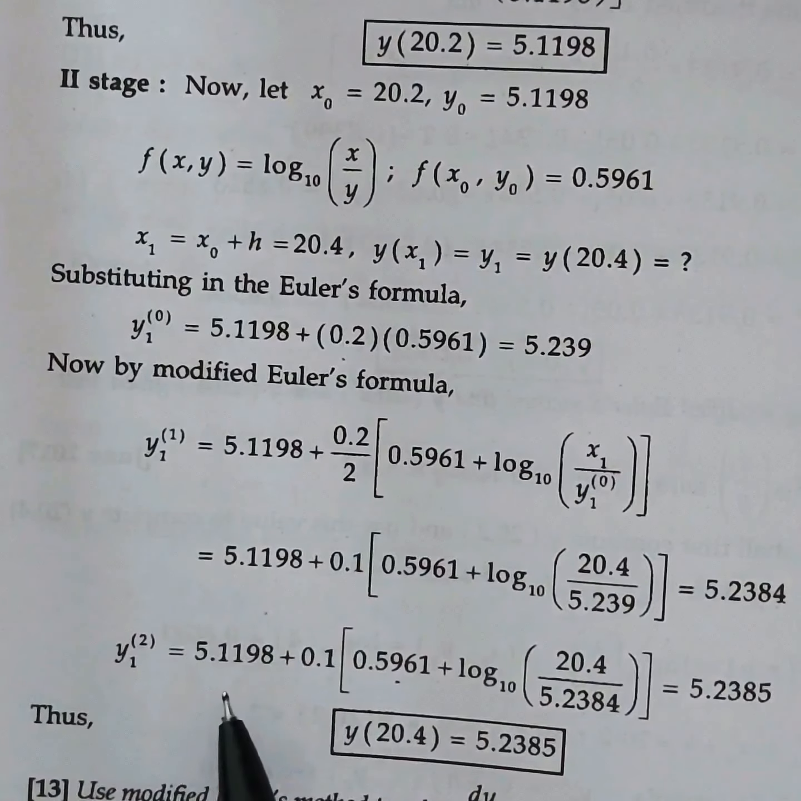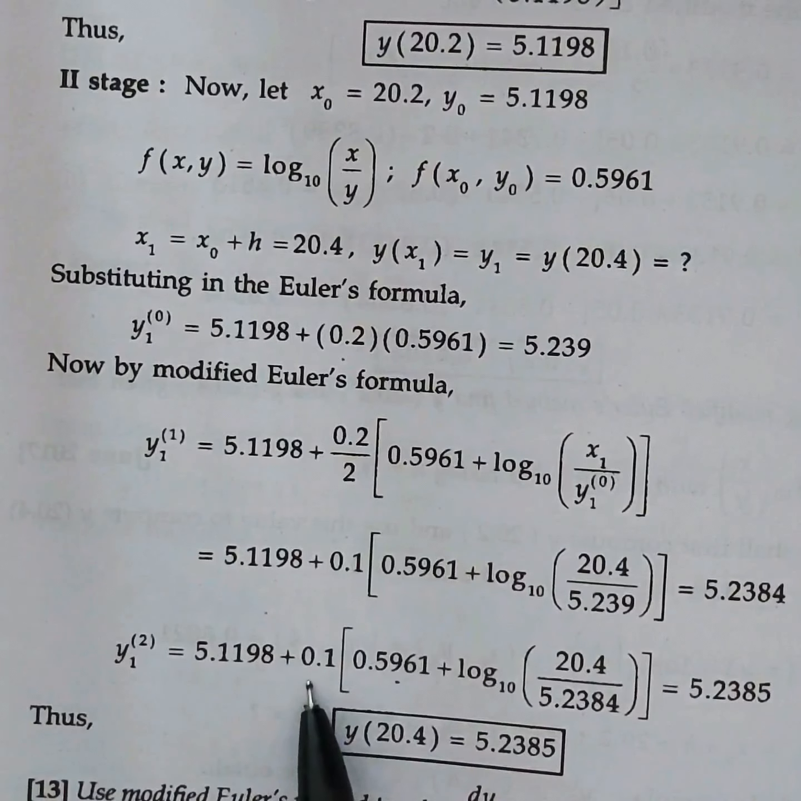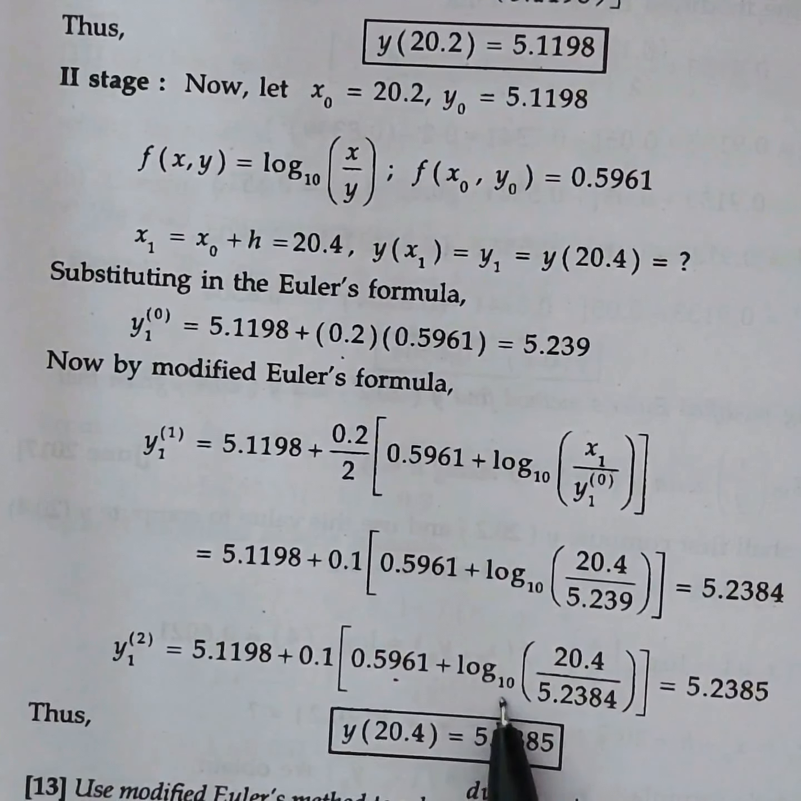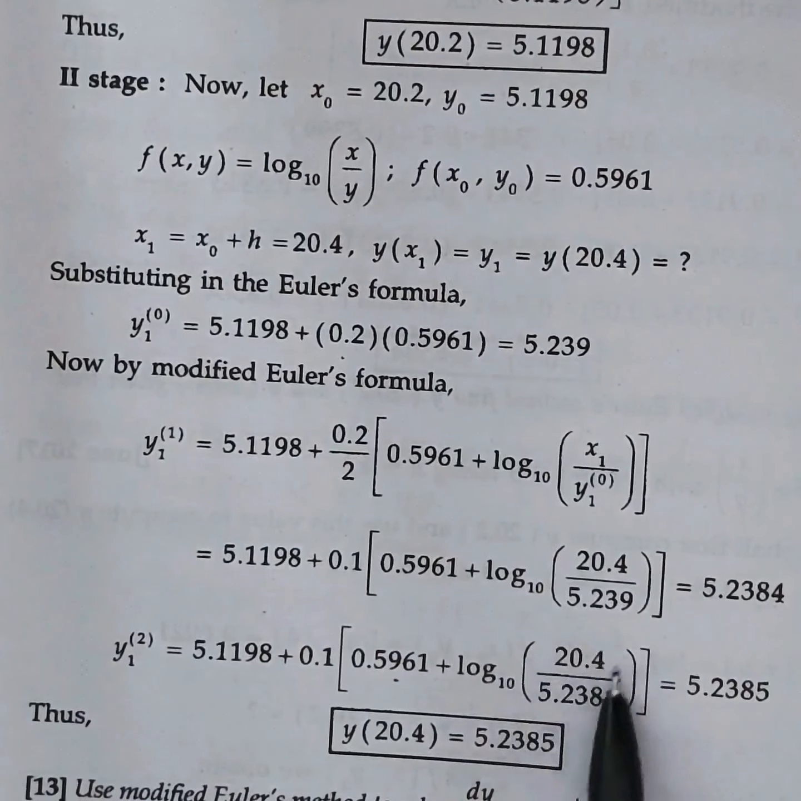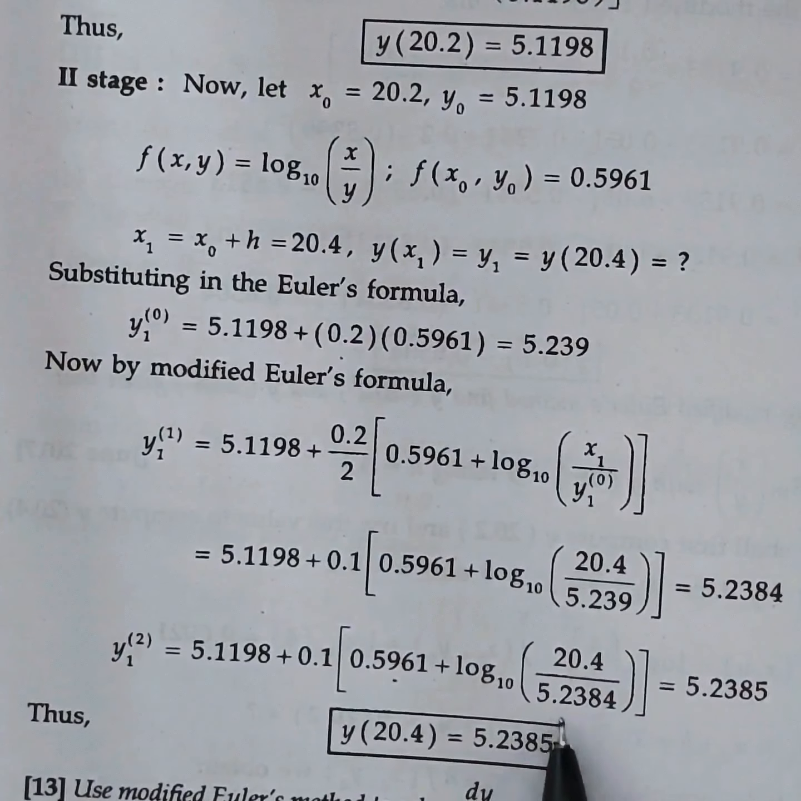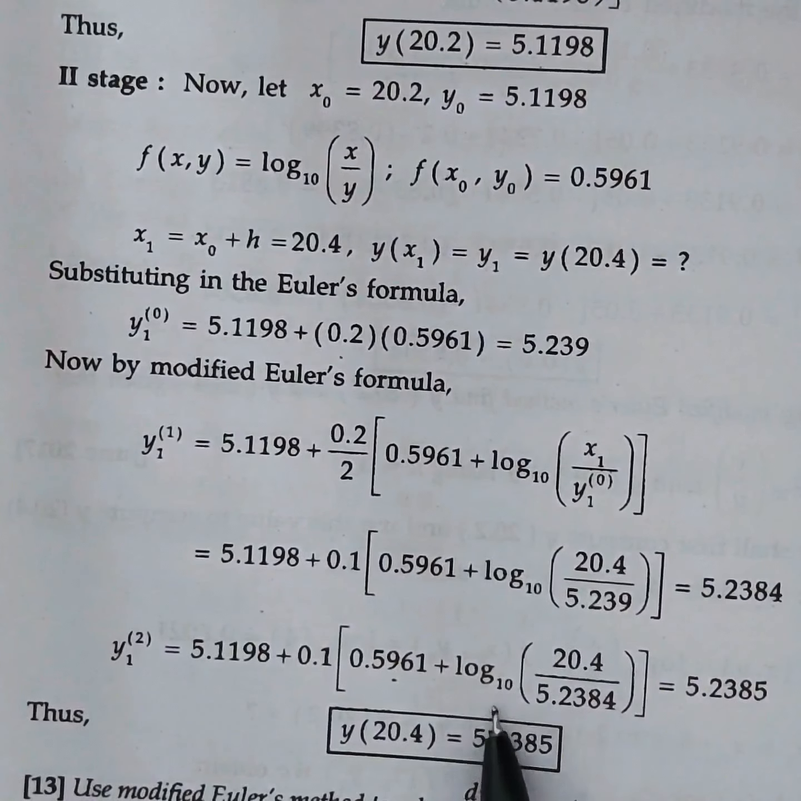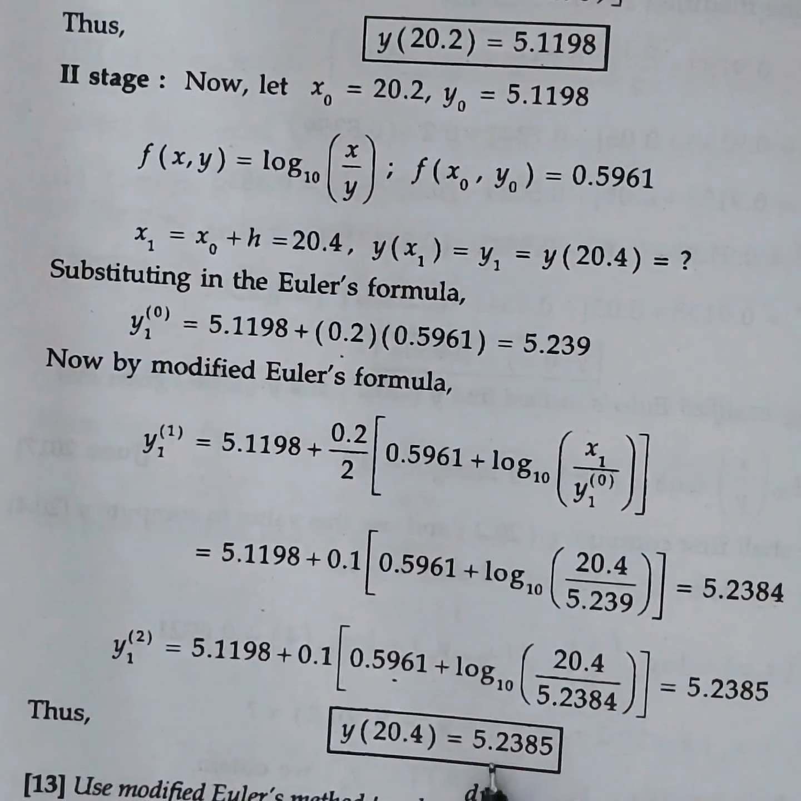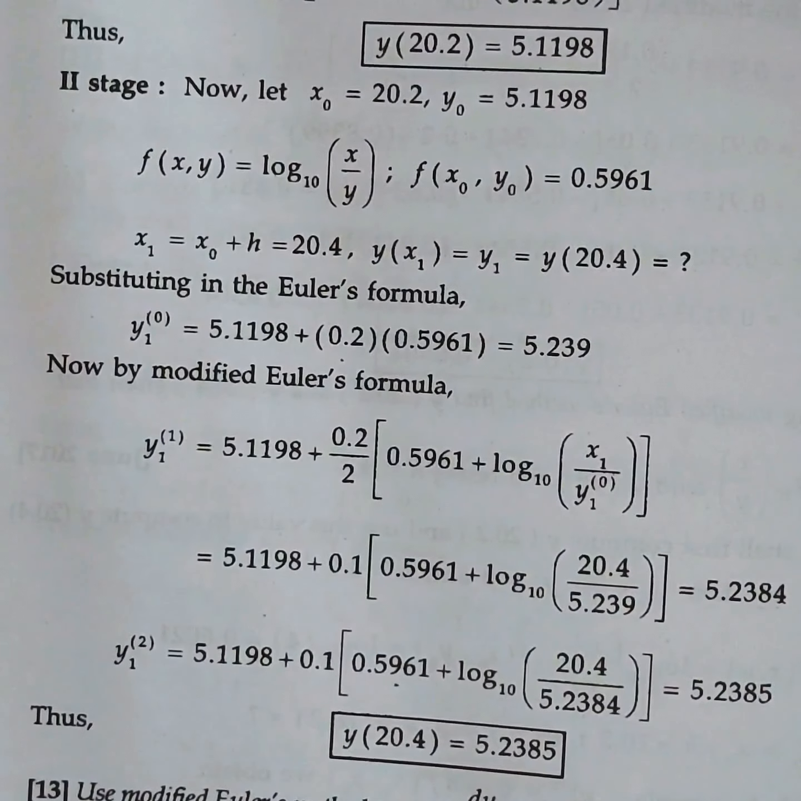And y1 of 2, same thing: y0 plus h by 2, so 0.1 into 0.5961, your previous answer, plus log of, we are going to find x at 20.4, right? 20.4 divided by your previous answer, and you have to take log of this value to the base 10 and we'll get this answer. So 5.2385 is this answer.